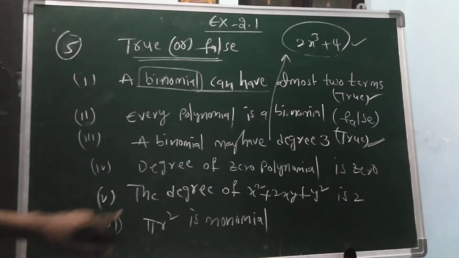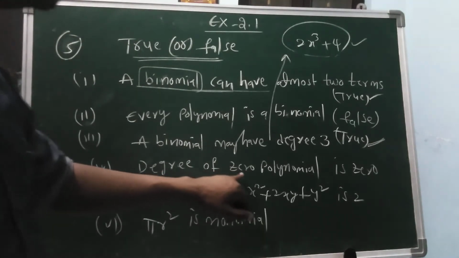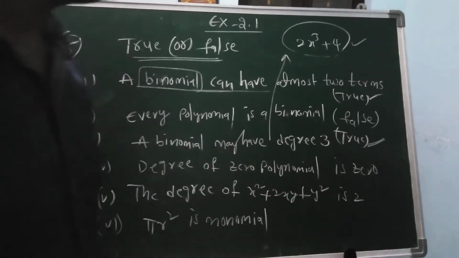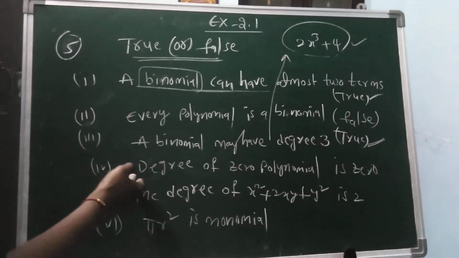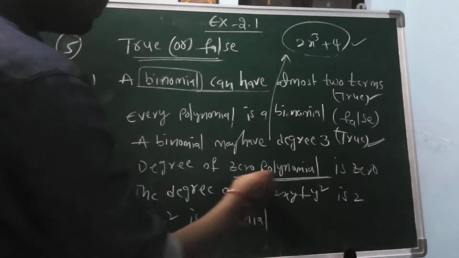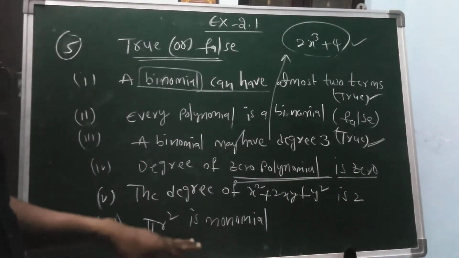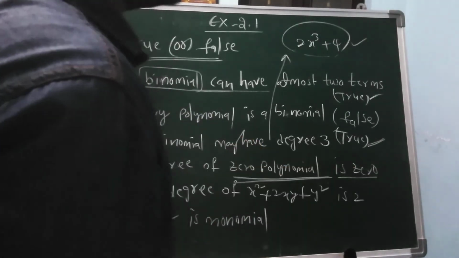Okay. Next, coming to fourth one: the degree of the zero polynomial is 0. No, it is not defined. The degree of the zero polynomial is undefined. So this is false.